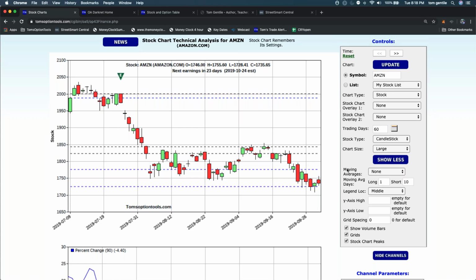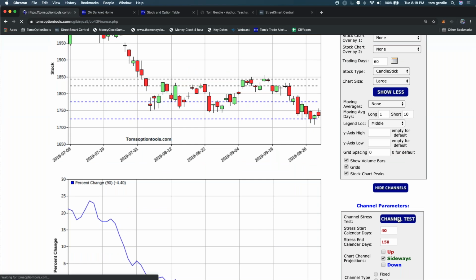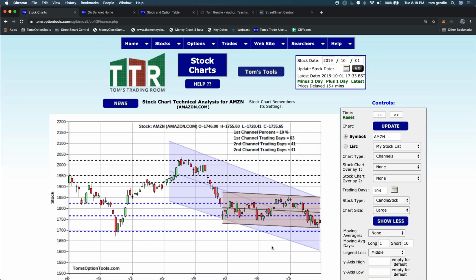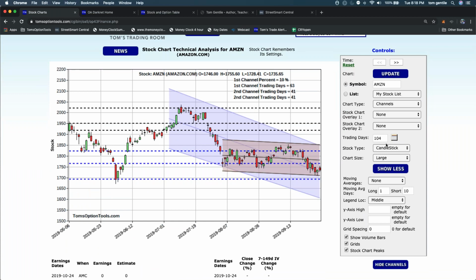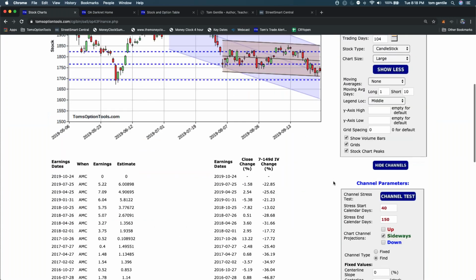The other thing I can do is I can come over here and I can look at channels. So we have the ability to test channels looking at Amazon. Now, with Amazon, we've immediately jumped to a 104-day chart because that's what we need to run the channels. And the channels right now are showing a longer term trend down and a shorter term, almost like a pause that's going on here between lower lows, and this is where again we're potentially bouncing off these lower lows that you see here.